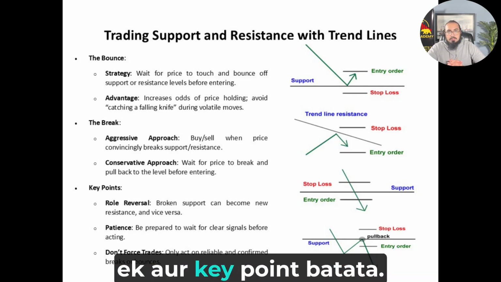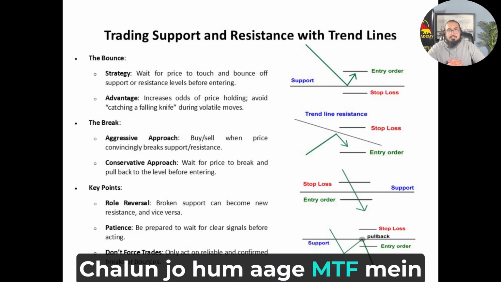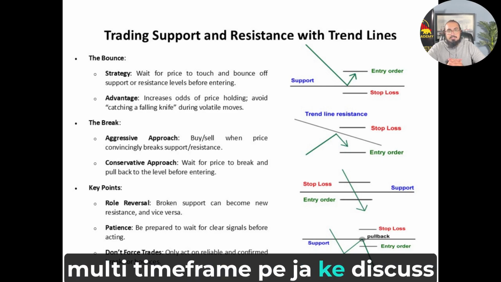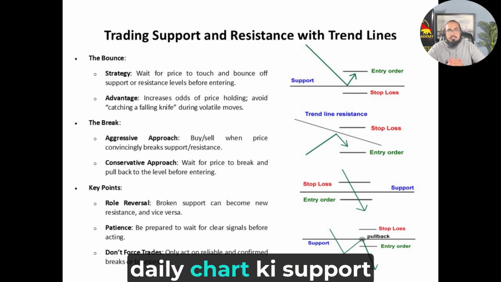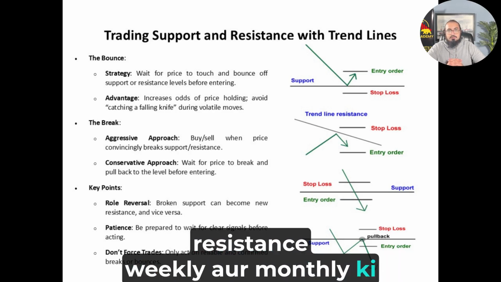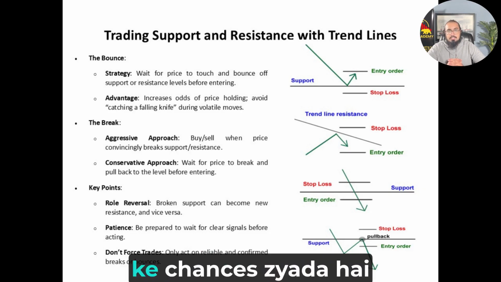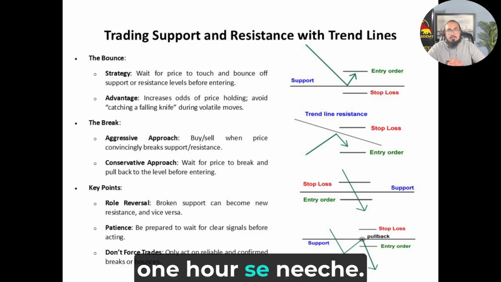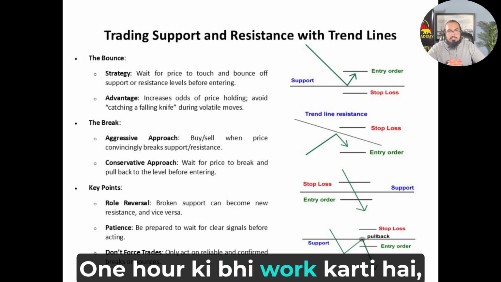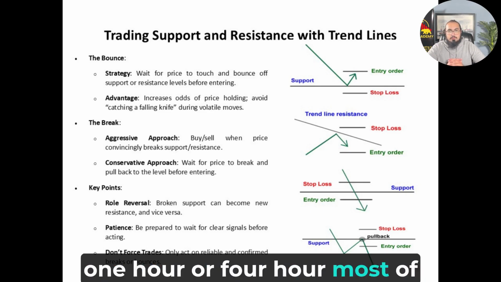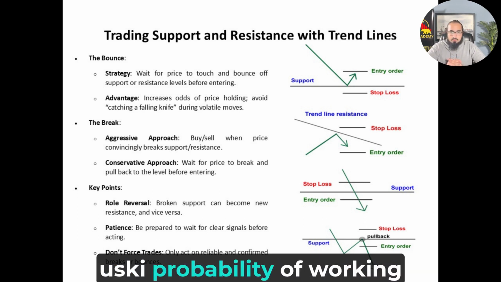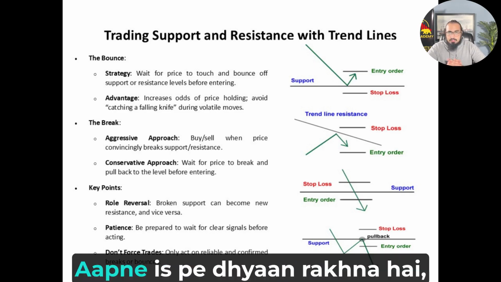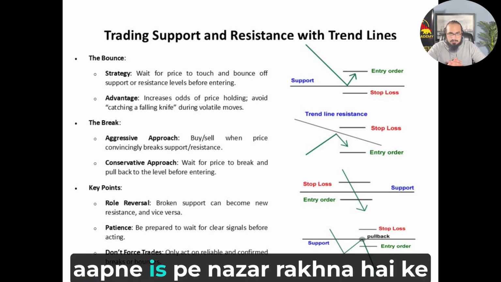Let me mention one more point that we will discuss further in multi-time frame, MTF, but I will also tell you about the support and resistance of the 4-hour and daily charts. The chances of weekly and monthly support and resistance working are higher. Even 1 hour and 4 hours work most of the time from the level. So the probability of your support and resistance below 1 hour working is very low. You need to pay attention to that.